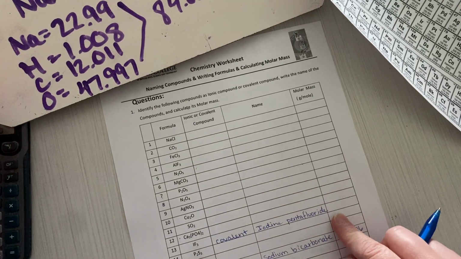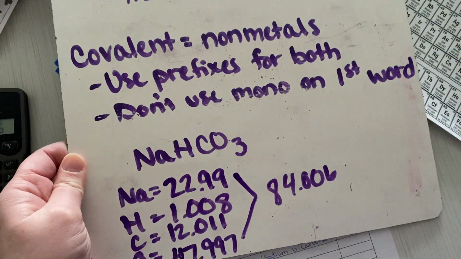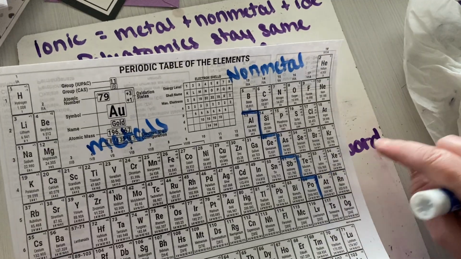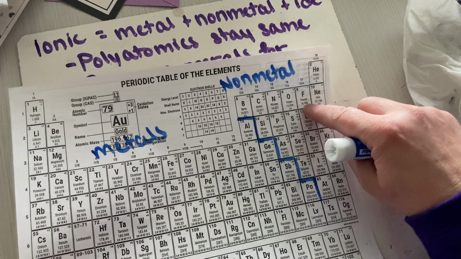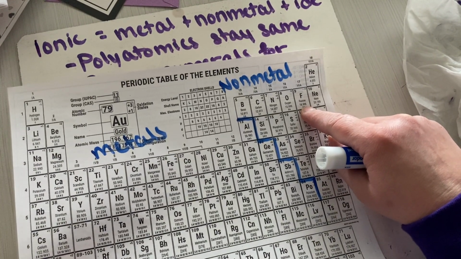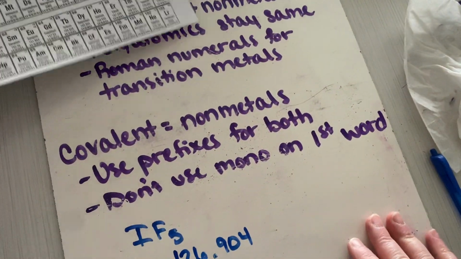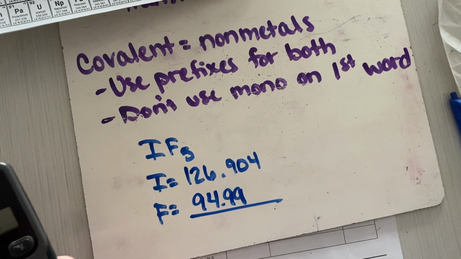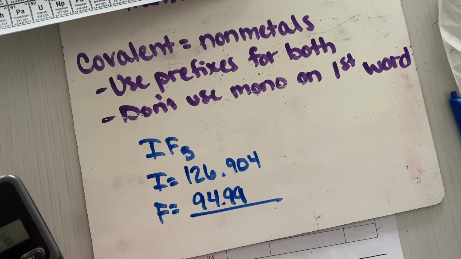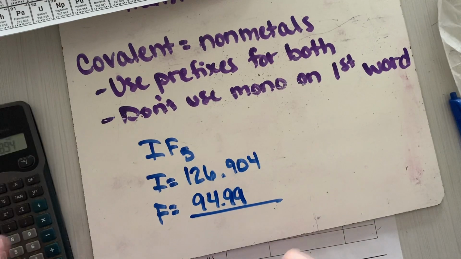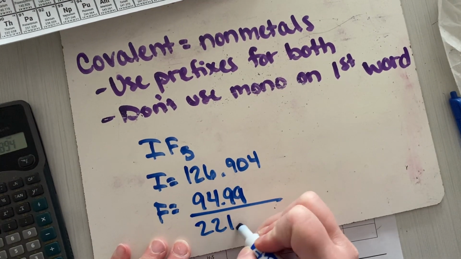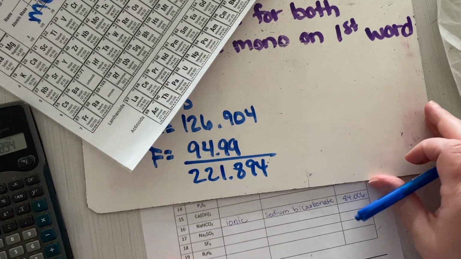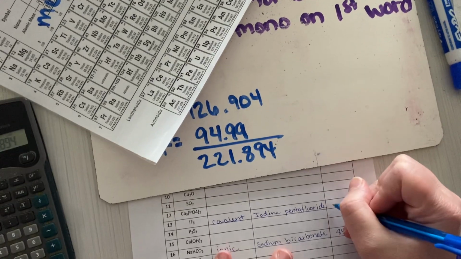And our molar mass is going to be, so our iodine is going to be 126.904 plus our fluorine, which is 18.998 times 5, which is going to give us a total of 221.894. And that's what we'll be putting here.